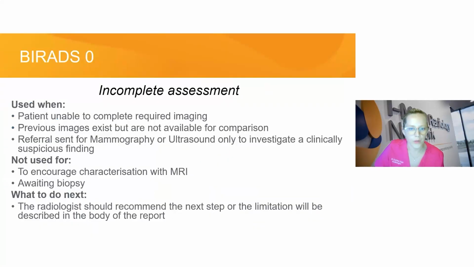So let's go through. So BI-RADS 0 is an incomplete assessment. So we can use that when the patient is unable to complete the imaging. This might be unable to tolerate compression in the mammogram, unable to position, some sort of habitus issue where they're quite kyphotic and we can't get all the breast tissue. So we can say, look, from what we can see, we can see that there's no malignancy. However, we just could not cover the whole breast.